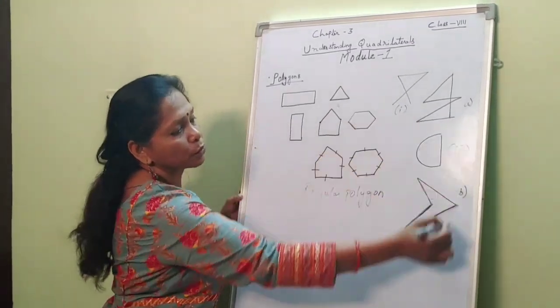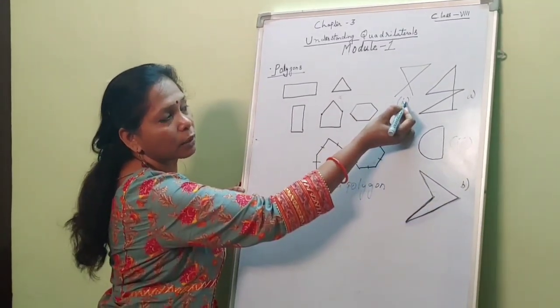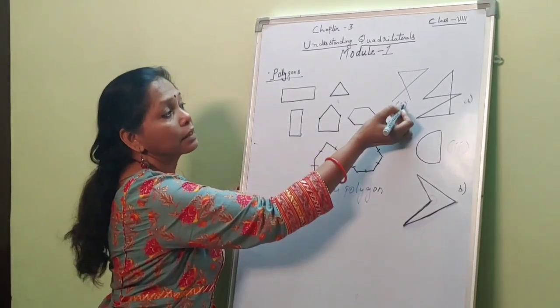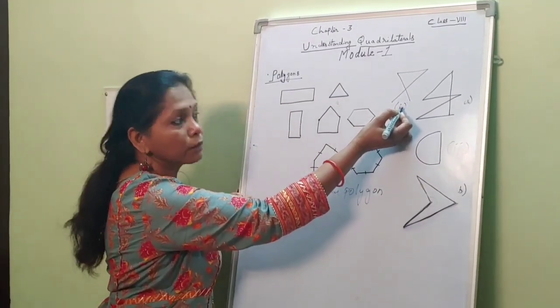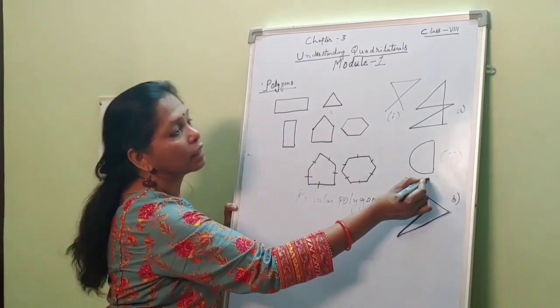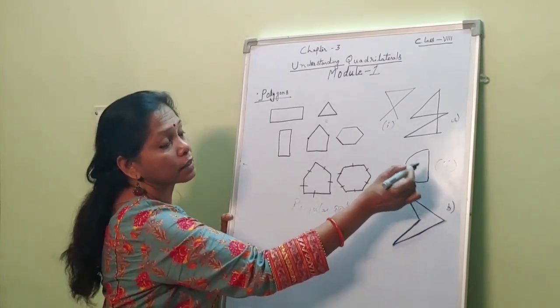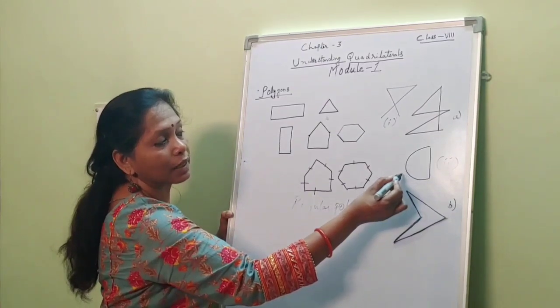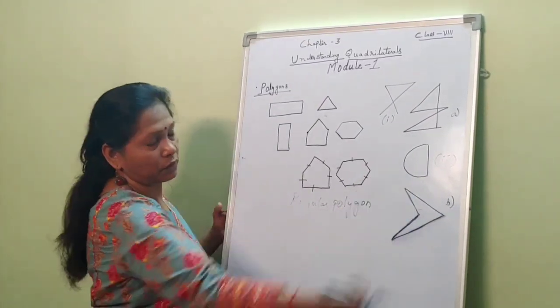Now coming to this portion, it is not a polygon. Reason, it is not a closed curve. This is not a polygon, although it is a closed curve. Reason, it is made up of line segments as well as a curve.